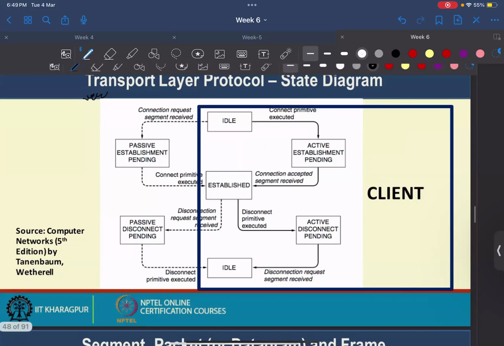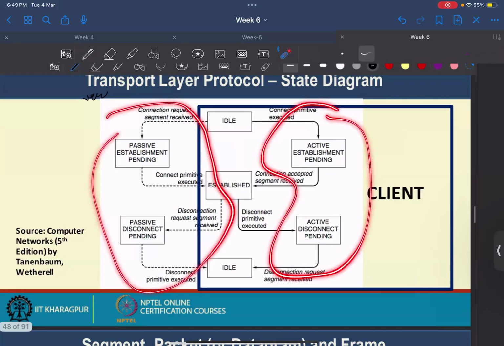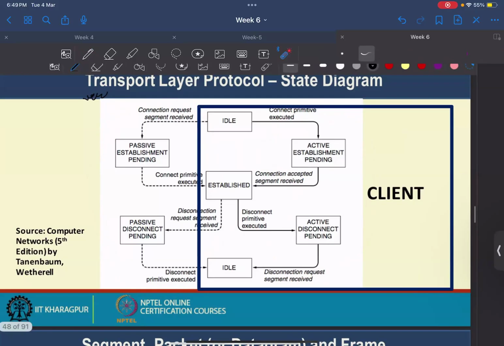Simple, the same thing is happening. There is a server part. This one is the server part, I'll say. This dotted part, and this is the client part. Now, can someone explain this state diagram to me?